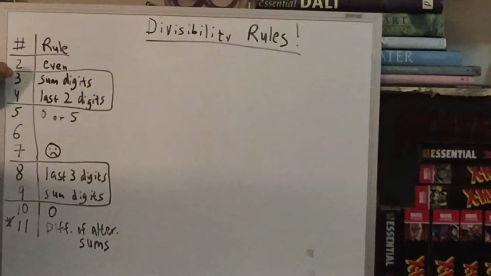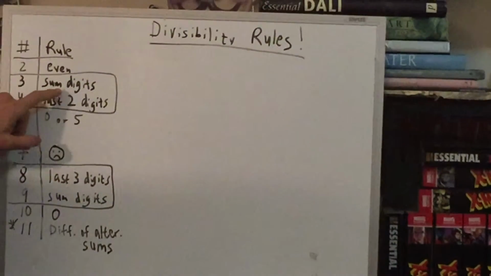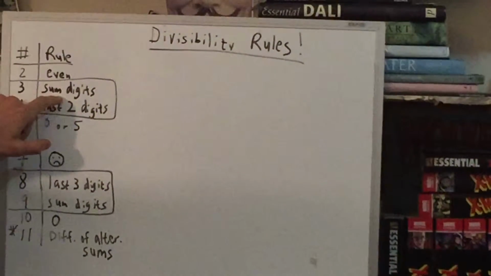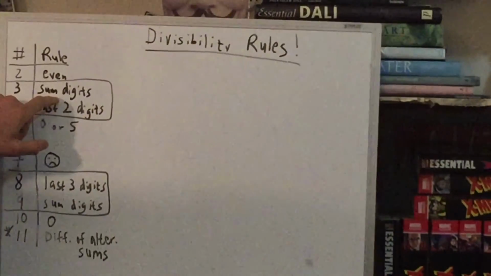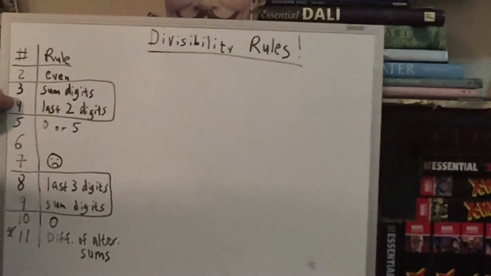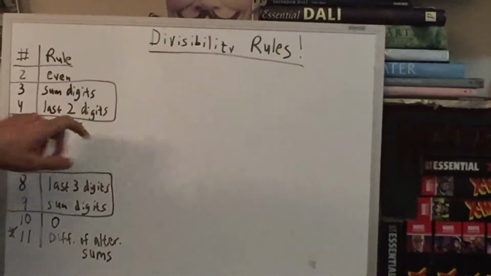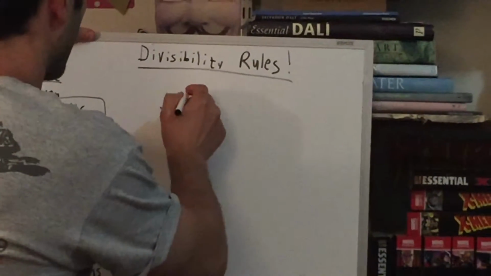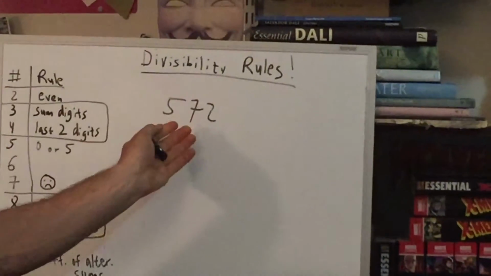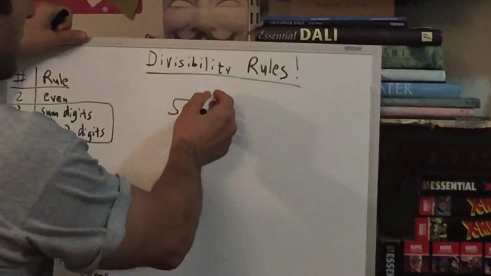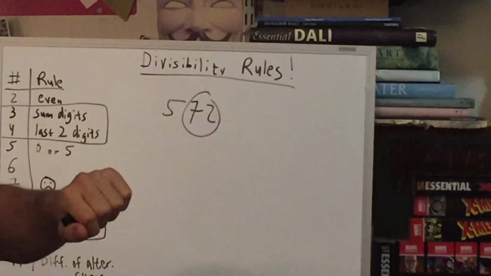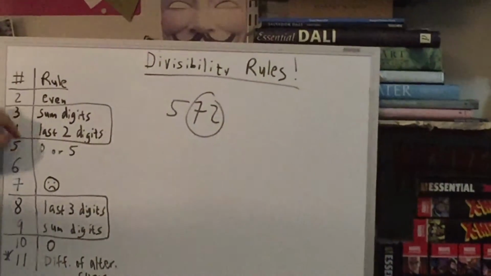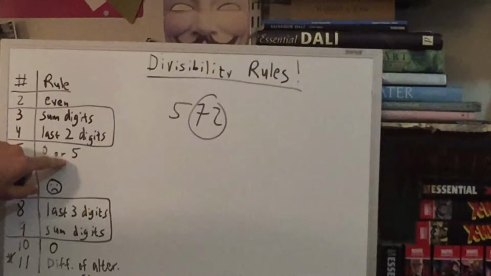To test whether a number is divisible by 3, you sum the digits of the number. And if that sum is divisible by 3, then so is the number. For 4, you look at the last two digits. So if you want to check 572, you just need to check whether 72 is divisible by 4. For 5, it's whether the number ends in 0 or 5.